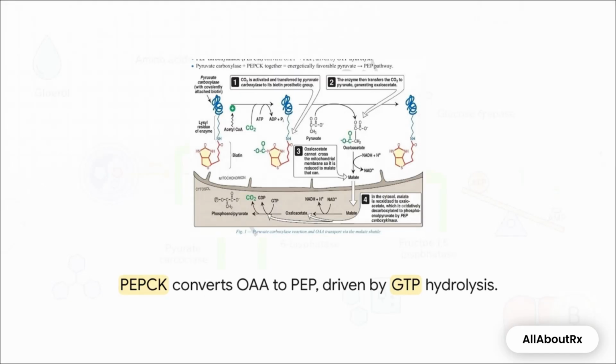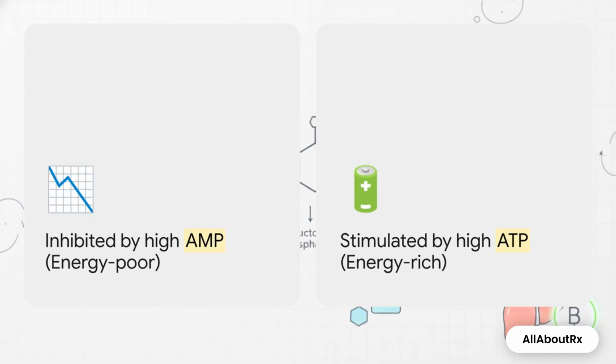Once we're successfully in the cytosol, our second unique enzyme, PEPCK, takes over. PEPCK uses GTP hydrolysis to convert OAA into phosphoenol pyruvate, or PEP. So by using pyruvate carboxylase and PEPCK as a tag team, the body has officially bypassed that very first glycolytic roadblock, pyruvate kinase. Moving up the chain, we hit the next major detour, fructose 1,6-bisphosphatase.